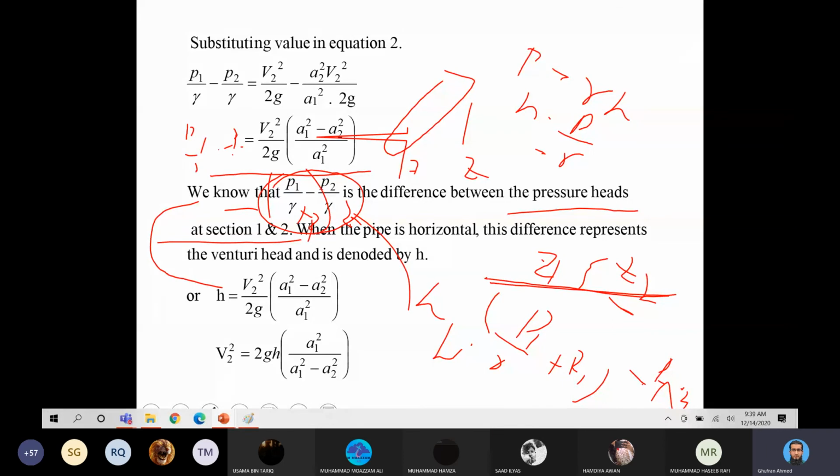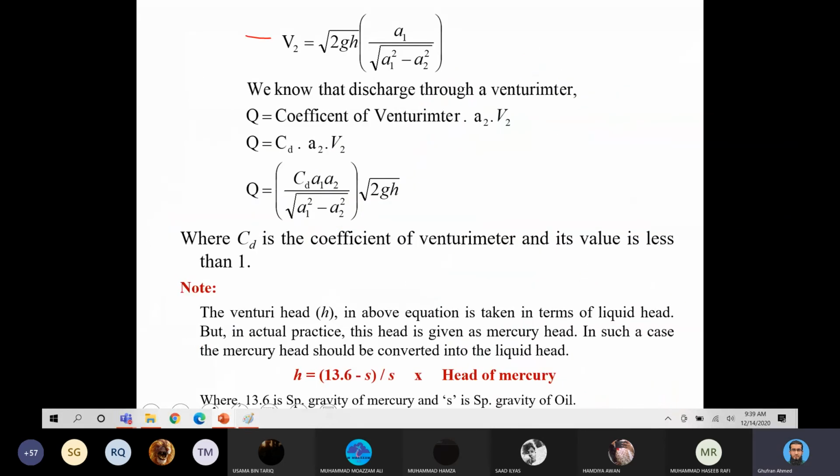So from this we can find this velocity V2 in terms of 2gH, and calculations give discharge according to this formula. The discharge is under ideal condition and is called the theoretical discharge. Actual discharge is less basically. Therefore, we need to multiply with some coefficient C, coefficient of venturi meter, and the value of C is always less than 1. Okay, so value of C is always less than 1.